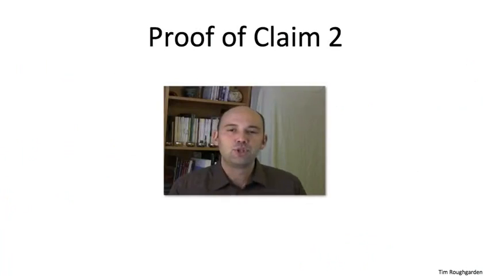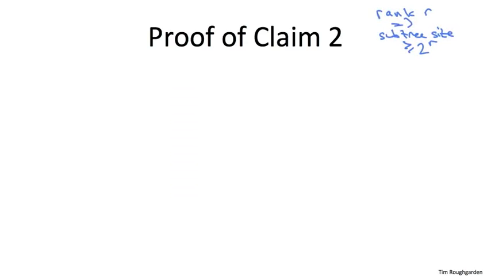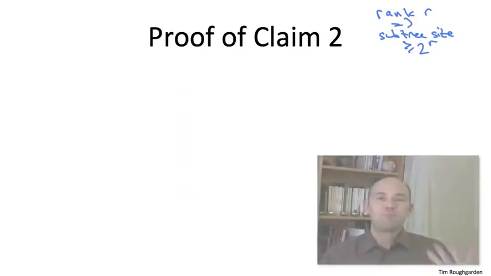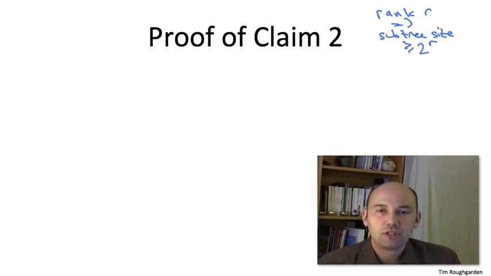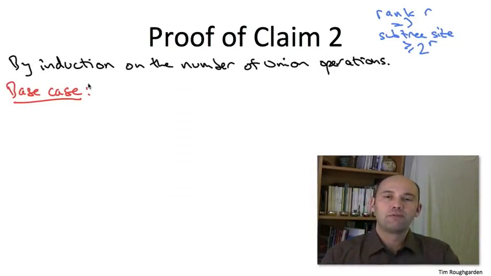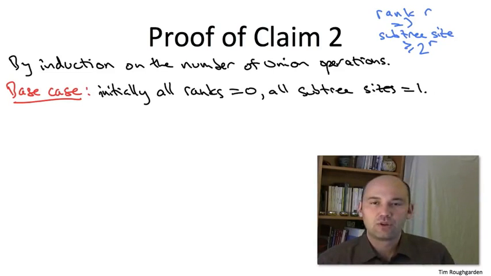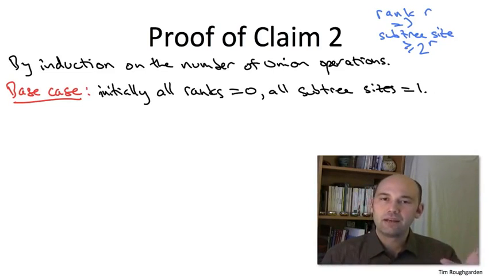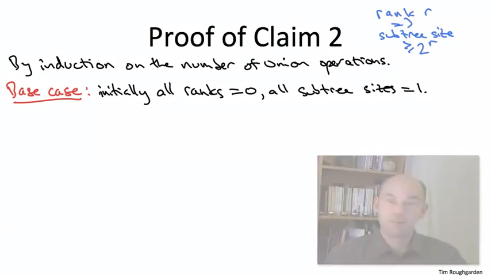So let's move on to claim 2. Remember, claim 2 asserts that an object of rank R necessarily has 2 to the R objects or more in its subtree. That's how many objects can actually reach this object X by following parent pointers. So for this proof, we're going to proceed by induction on the number of operations. And again, remember, find operations have no effect on the data structure, so we can ignore them. So it's just by induction on the number of union operations that happen.